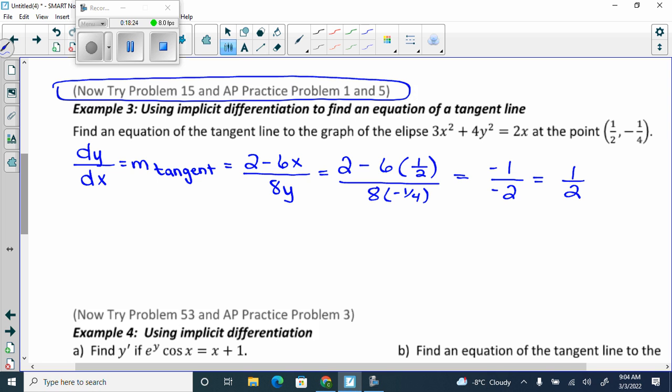Now I want an equation of a tangent. So where do we go after this? Every single time, point slope form: y minus y1 equals m times x minus x1. And then we can move it to whatever form they have. They might have this form, and we don't have to move it at all. So we're going to do y minus negative, so we get plus a quarter, equals 1/2 x minus a half.